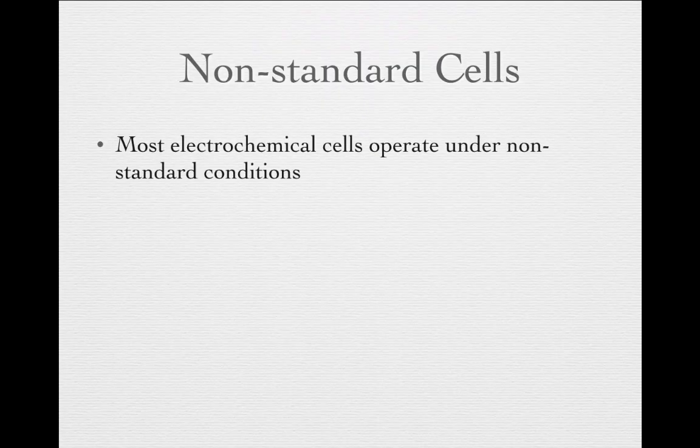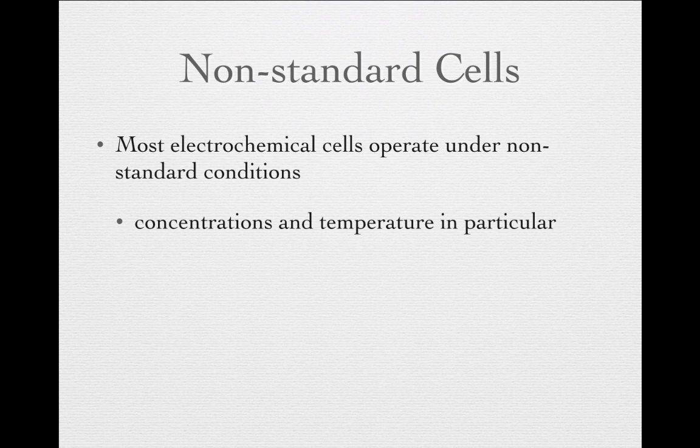Let's look at non-standard cells now. We've talked quite a bit about standard cells where you have E0 cell, but most electrochemical cells operate under non-standard conditions. If you think about it, if you started with a standard cell where your solutions were at 1 molar, as soon as that cell begins to operate, the cell becomes non-standard because the concentrations of the solutions within the cell are going to start to change. So it's good to be able to calculate voltages for cells under non-standard conditions. In particular, concentrations and temperature can change for a non-standard cell.